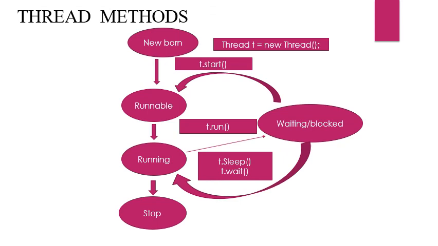Next is the thread methods. A thread class has a number of methods. By accessing those methods, the thread will change these states. Now you can see here a statement: Thread t = new Thread.